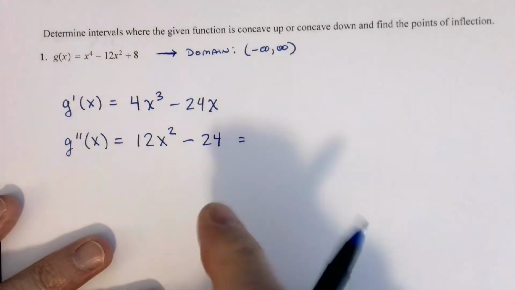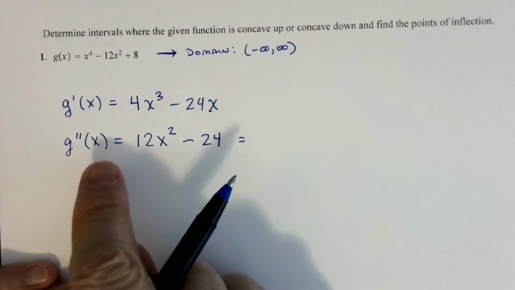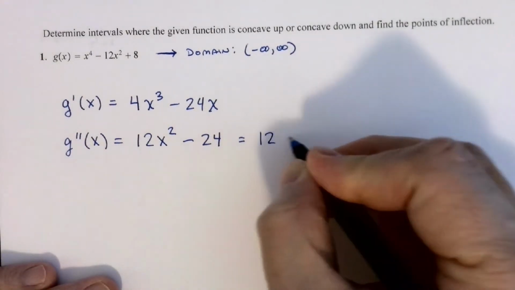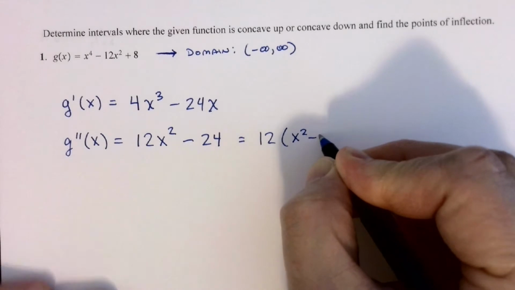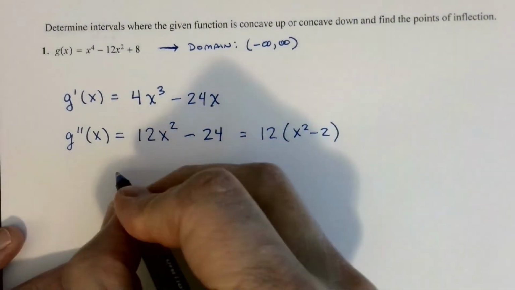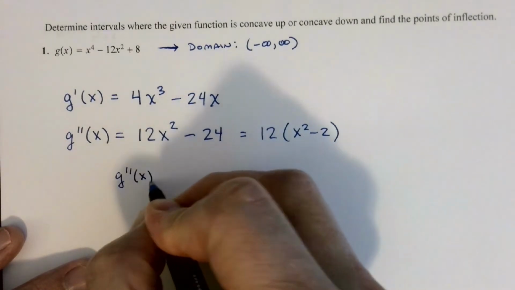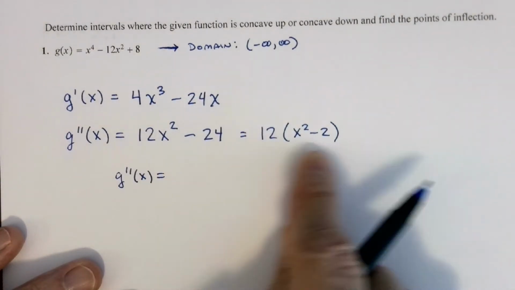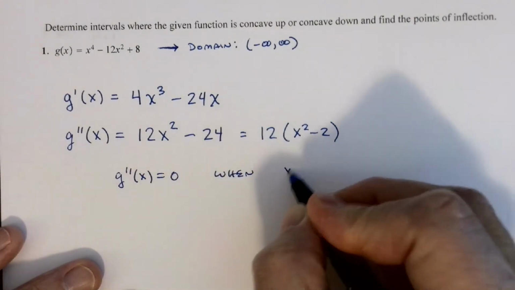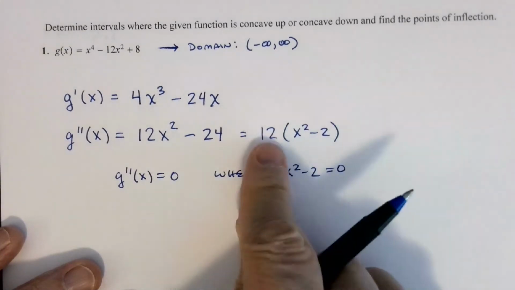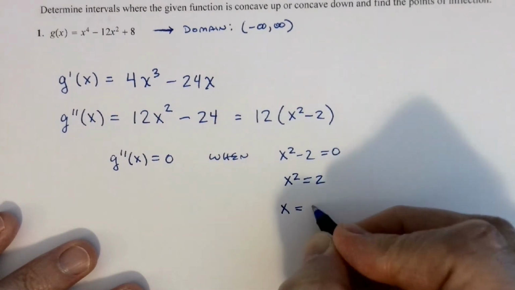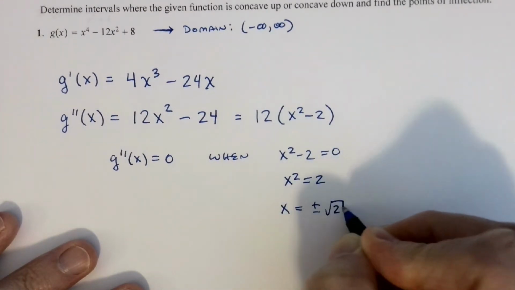Now it is helpful, because I'm going to be analyzing when the second derivative is positive or negative, to go ahead and factor this. I can factor out a 12. And so there we have the second derivative. So the first thing is, when is this second derivative equal to 0? It's never undefined, since the domain is all real numbers. But it's equal to 0 when x squared minus 2 equals 0. Obviously 12 can't be 0. So that's true when x squared is 2, or when x is, don't forget, positive or negative the square root of 2.